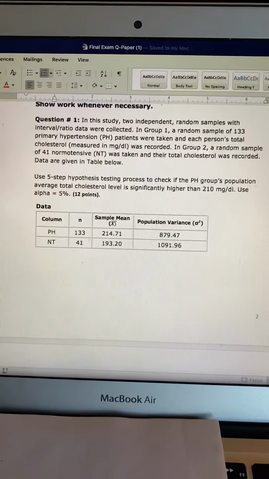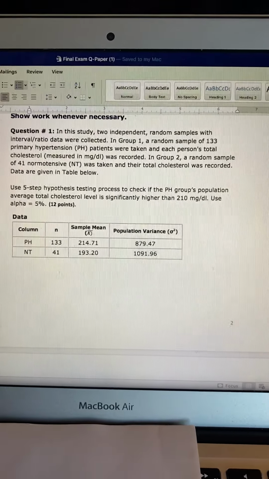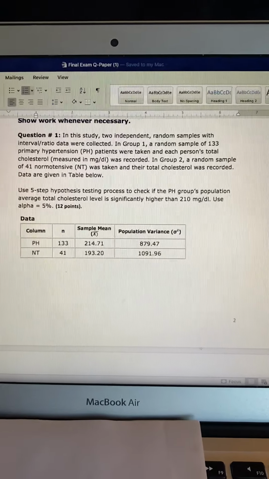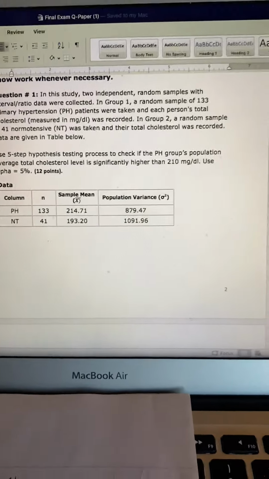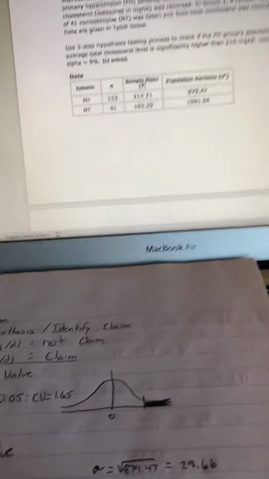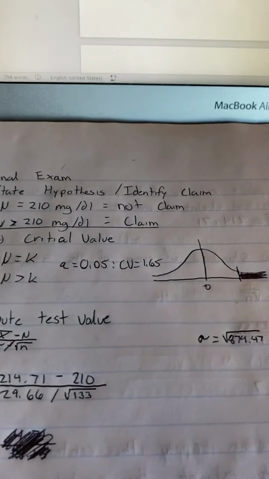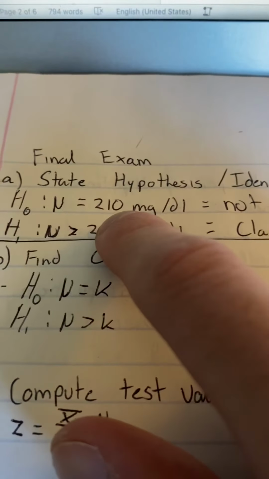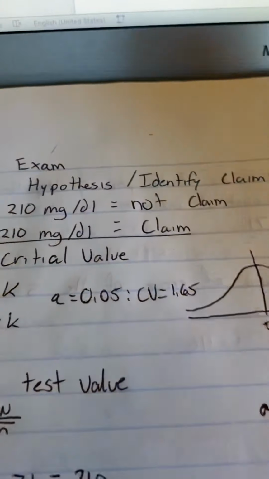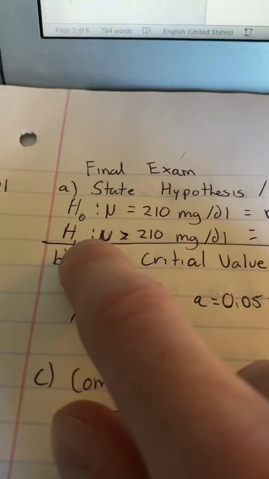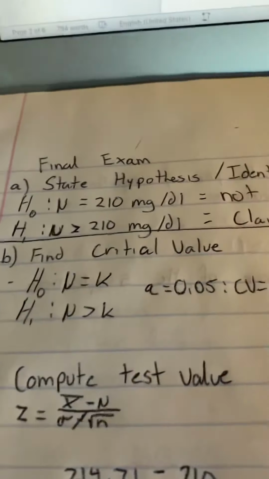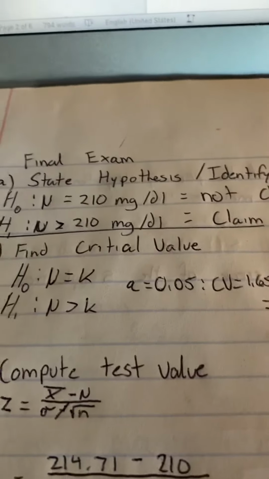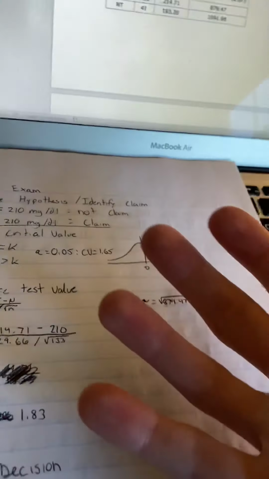So using the 5-step hypothesis testing process, check if the PH group's population average of total cholesterol level is significantly larger than 210 milligrams. We're going to use alpha as 5%. First, we have to state our hypotheses and identify our claim. The first hypothesis, H0, is mu equals 210 milligrams, so we're not going to claim that. Now we have the alternative hypothesis, H1, which is mu is greater than 210 milligrams, and we're going to claim this hypothesis.